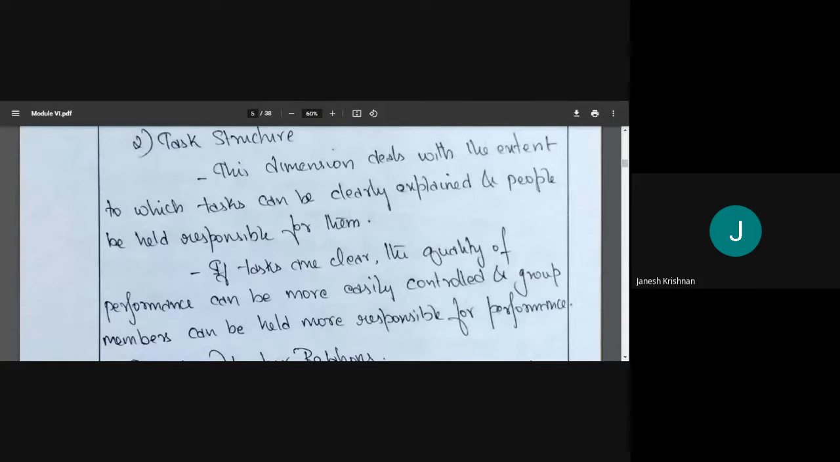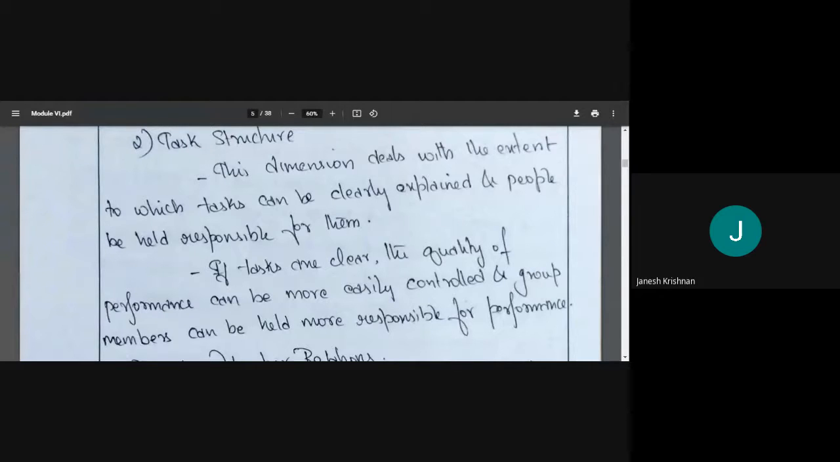So in this dimension, it's related to the task. The first one is related to position. This is related to the task of what we have to do, what the subordinates or group members have to do, right? If what they have to do is clearly explained, and people are held responsible for it, then, rather, we can say this dimension deals with explaining the task very clearly to the people and holding them responsible for doing the job.